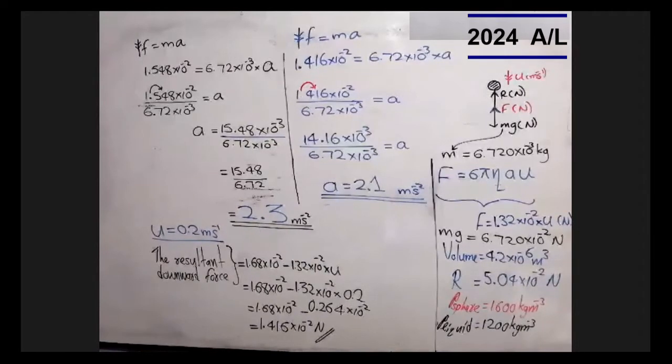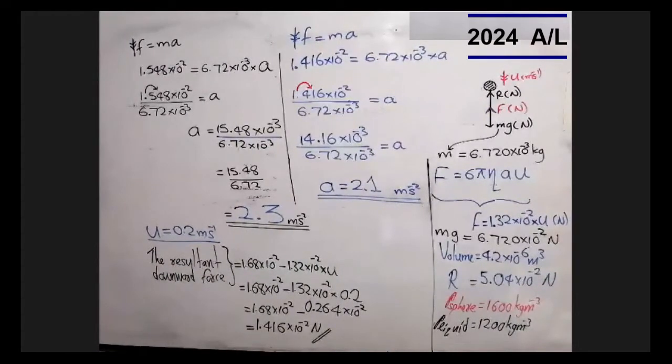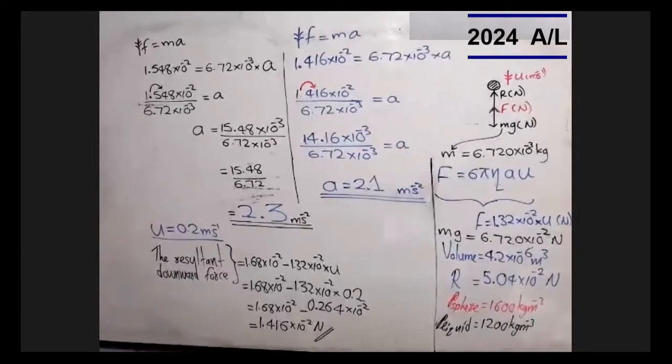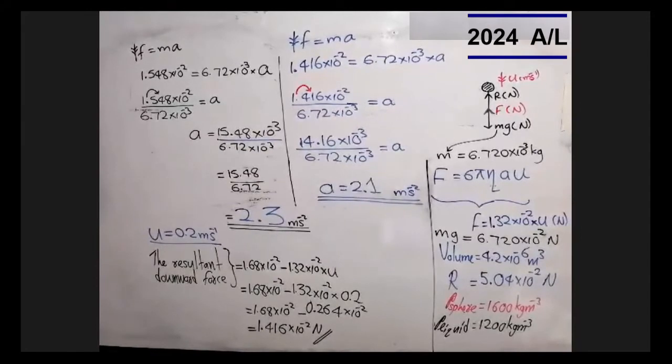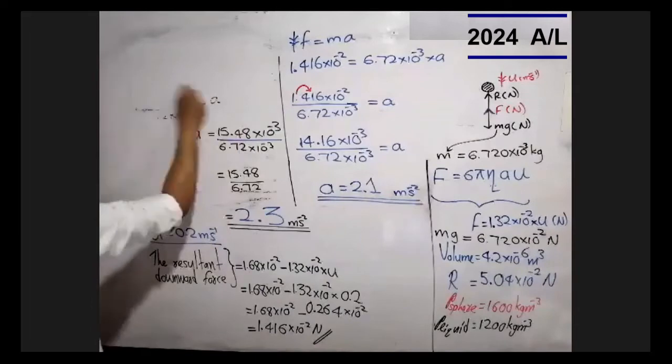Very good. Now my question is, what has happened to the resultant force when the velocity is increased? Decreased. The resultant force is decreased when the velocity is increased. Right? Then let's do the same thing when the velocity of the sphere is 0.3 meter per second.